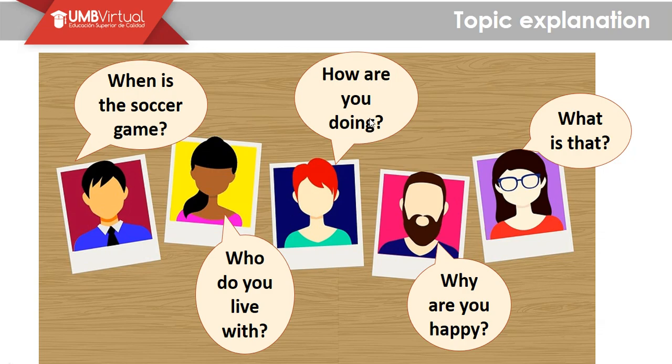How are you doing? ¿Cómo te ha ido? Why are you happy? Because I'm relaxed. And what is that? There is a cup of water or something like that. Entonces en este caso vemos que el WH va al inicio de los enunciados que hacen parte de las preguntas. Recordemos que el question mark, el signo de interrogación, va al final.